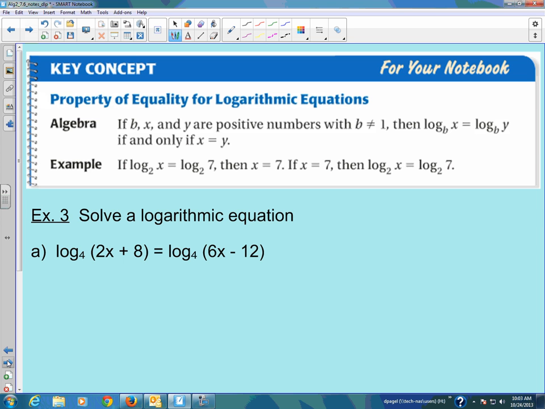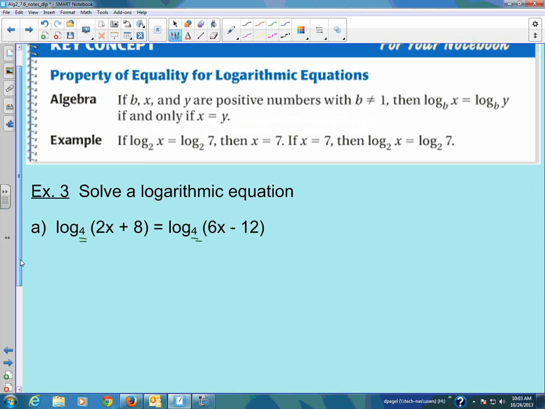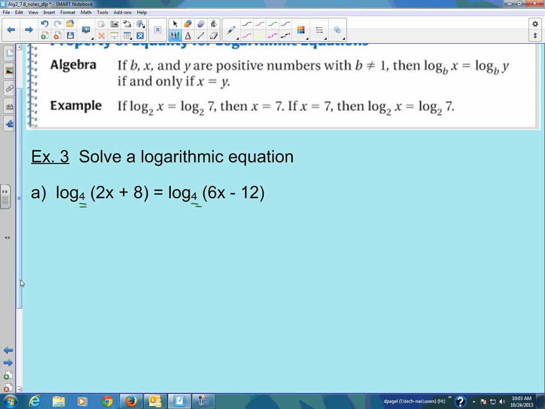So here in part A, we want to verify, first of all, that the bases are the same. And they are. So that would mean that what I'm taking the log value of, which means on the left-hand side, 2x plus 8, must be the same thing as what is on the right-hand side, 6x minus 12. So I'm just simply ignoring the log bases, because they're the same thing. I can just set these two equal to each other. Negative 4x equals negative 20, x is equal to 5.